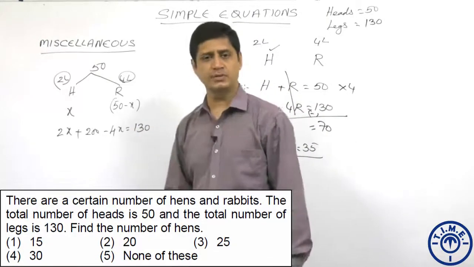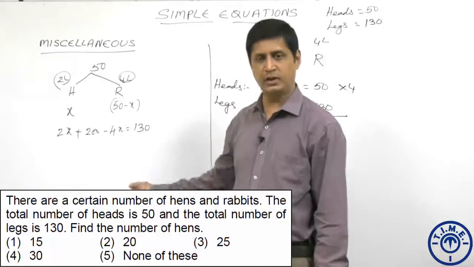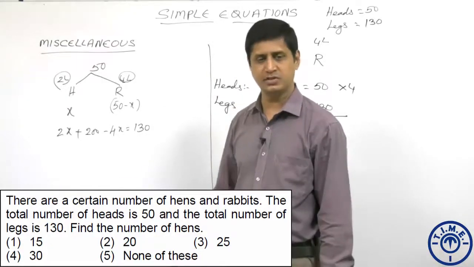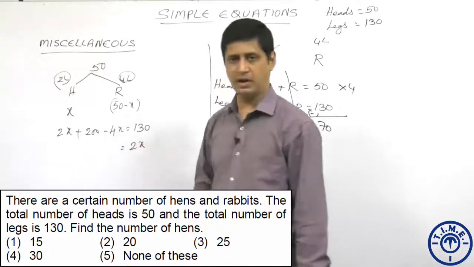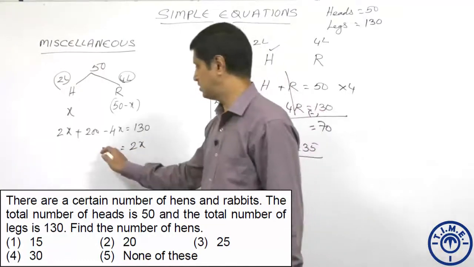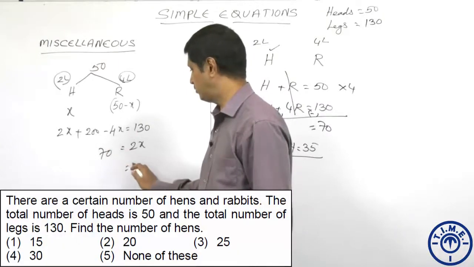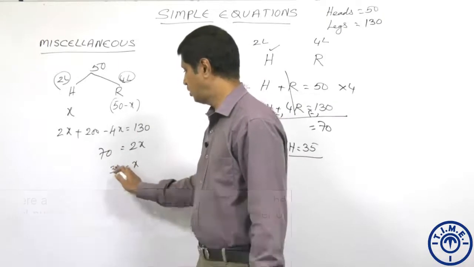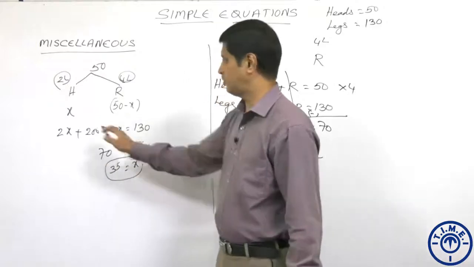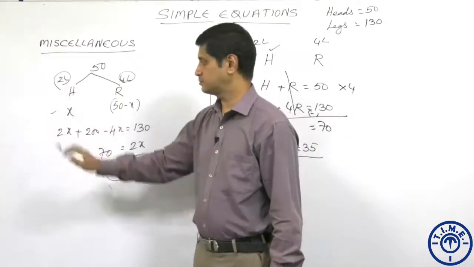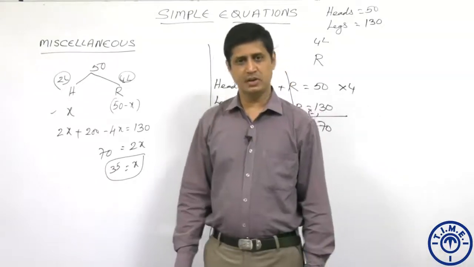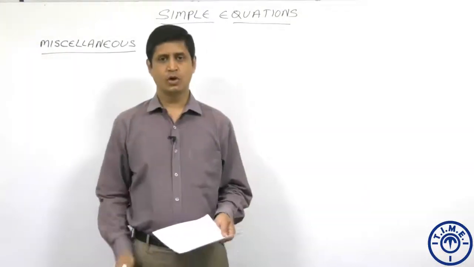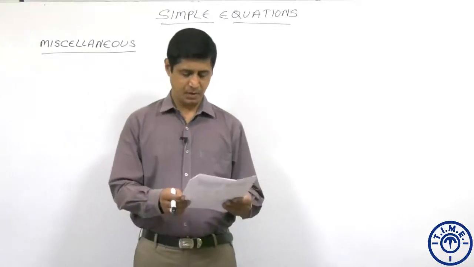By taking variables on one side and numbers on the other side, minus 4x plus 2x means minus 2x. Now taking it to the other side, it becomes positive 2x. 200 minus 130 results in 70. The value of x is 35. Now what does x represent? x represents the number of hens. What is our right choice here? Option 5.